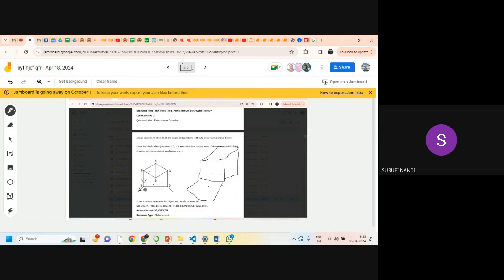Can you please explain again why the line between 1 and 2 cannot have an arrow? And also explain why that side is the left of 1. Okay, I'll explain it again. Let me erase.